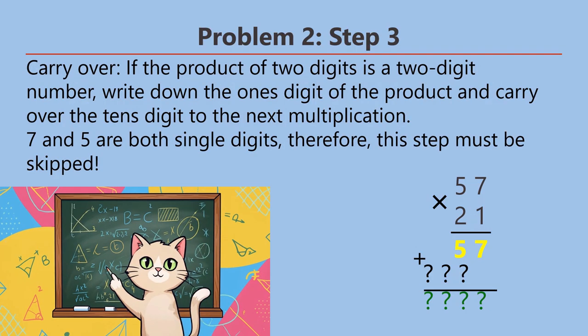Step 3. Carry over. If the product of two digits is a two-digit number, write down the ones digit of the product and carry over the tens digit to the next multiplication. 7 and 5 are both single digits, therefore, this step must be skipped.